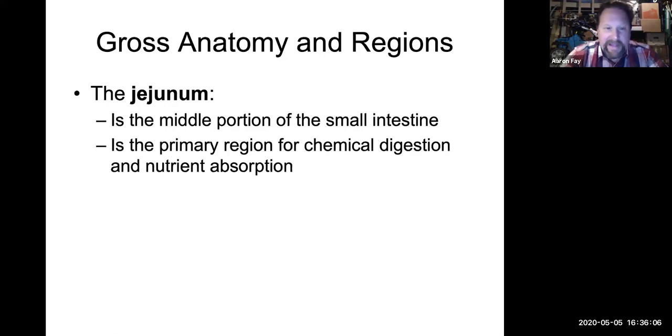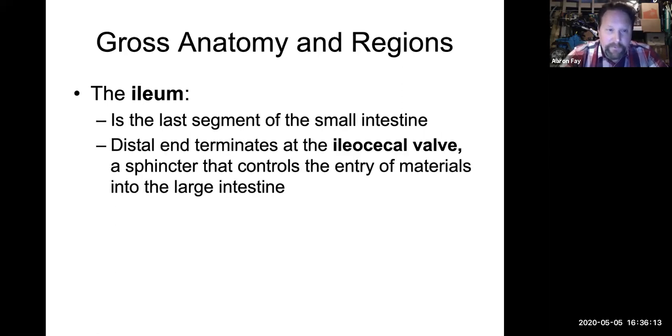Right here, you're going to have the vast majority of chemical digestion and even nutrient absorption is going to take place. Right, the ileum, the last stage.